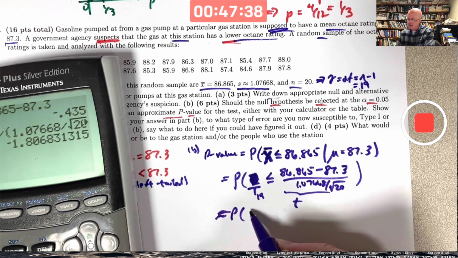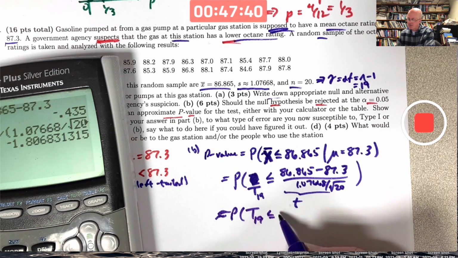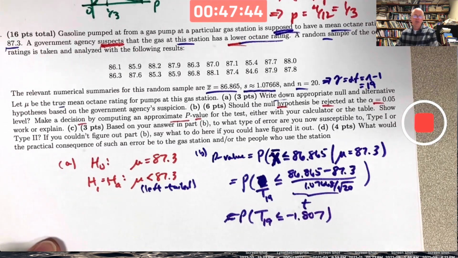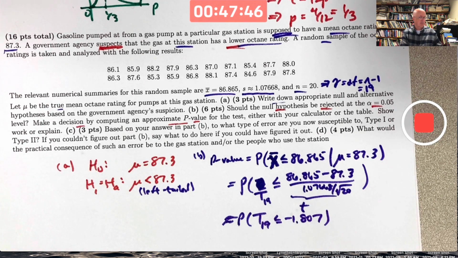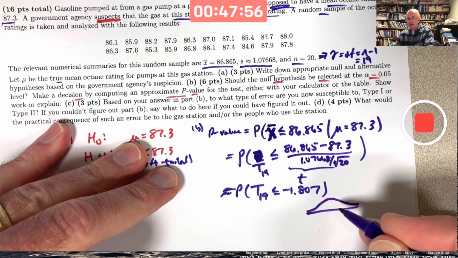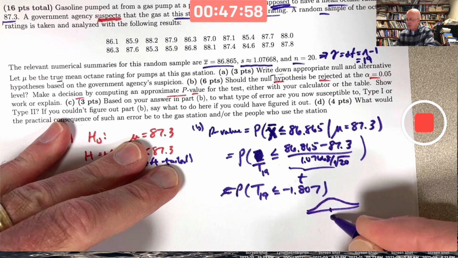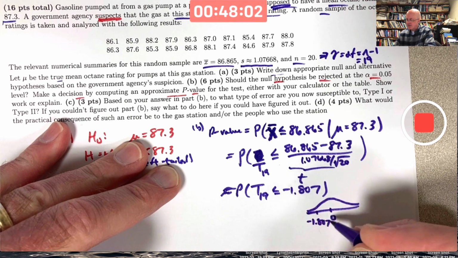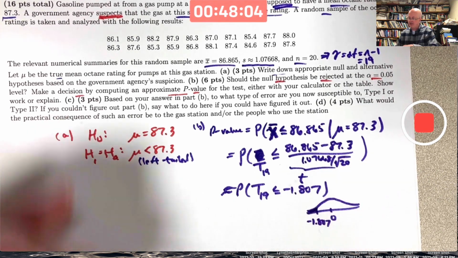It's approximation that t19 is less than or equal to negative 1.807. Let me do the table as well as the calculator. Using a table does get a bit confusing here. Think about it in terms of an area. This is going to be some area under a t distribution with 19 degrees of freedom, centered at 0, to the left of negative 1.807. We're trying to find that area right there.